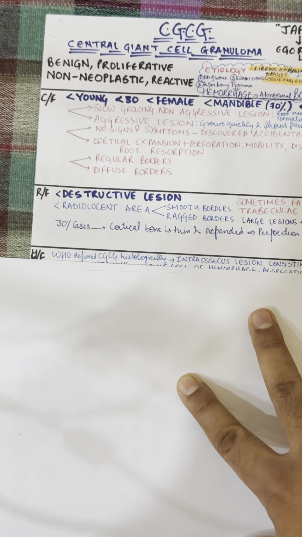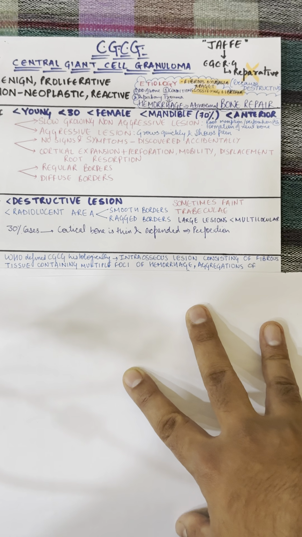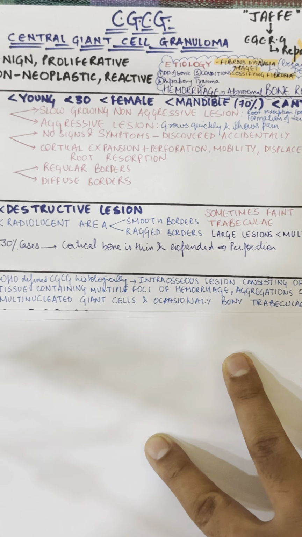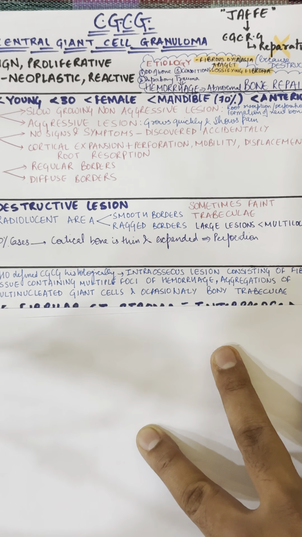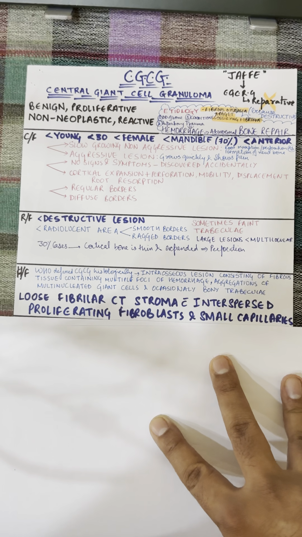Then coming to the histological features, WHO defined central giant cell granuloma histologically as an intraosseous lesion consisting of fibrous tissue containing multiple foci of hemorrhage, aggregations of multinucleated giant cells, and occasionally bony trabeculae, and a loose fibrillar connective tissue stroma with interspersed proliferating fibroblasts and small capillaries.